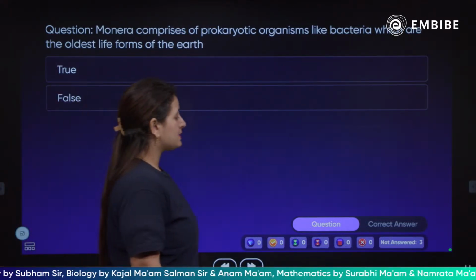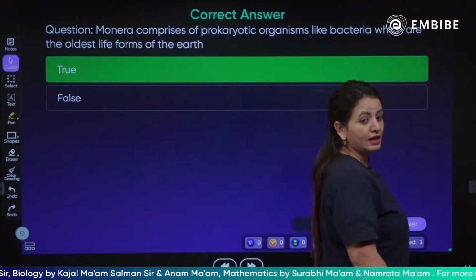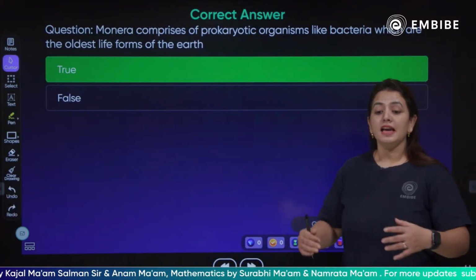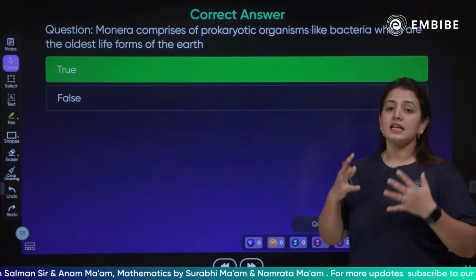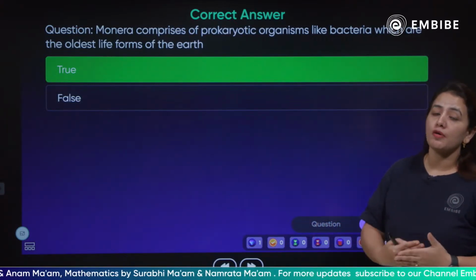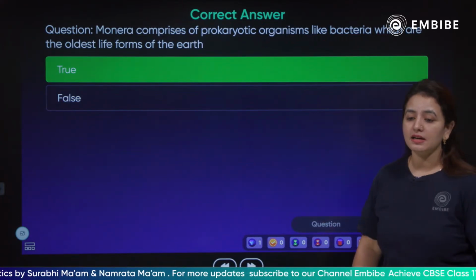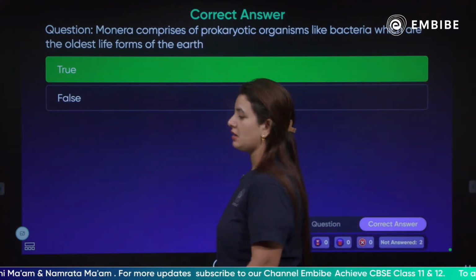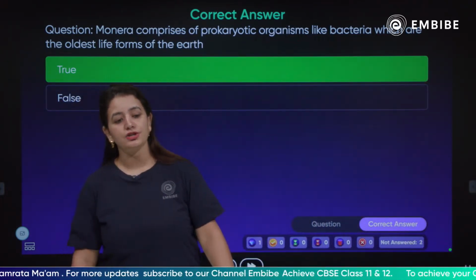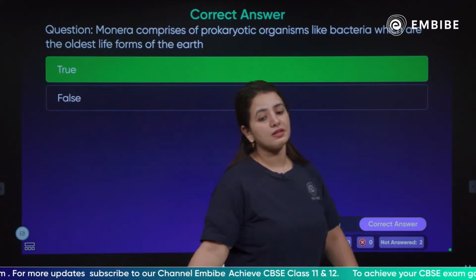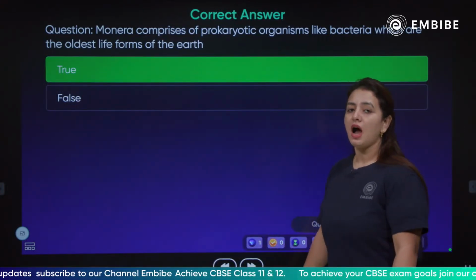True or false? Absolutely true. Yes, because a single structure was able to perform all the processes, and that is the reason we considered that the bacteria was able to survive in extreme conditions, and it was present on the earth millions and millions of years ago.